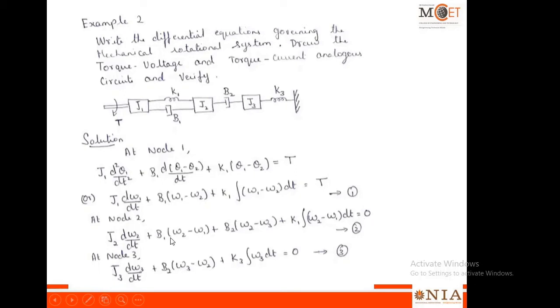And the last equation, three elements are there: J3, B2 and K3. For these two elements, it is only the displacement theta 3 or the velocity omega 3. For this B2, it will be omega 3 minus omega 2. So you can see here B2 into omega 3 minus omega 2 plus K3 into integral of omega 3 dt is equal to 0. So now to get the torque voltage circuit or the torque current circuit, the corresponding elements have to be used. So let us substitute torque voltage analogous elements.